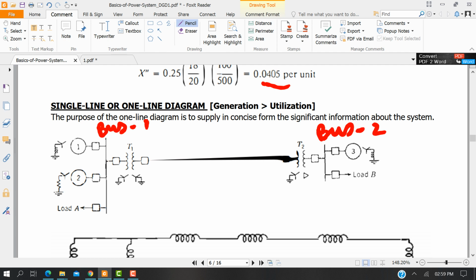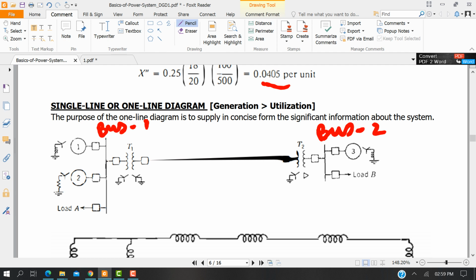Infinite bus means it can take any number of generators. Normally in a power station there could be more than one generator. Here the round shape means the machine; it could be a generator or a motor. So it's a generator, and this is the circuit breaker. There is another generator, and the neutral is connected via reactance and resistance. There is a specific reason behind this. I will not discuss it in this lecture.